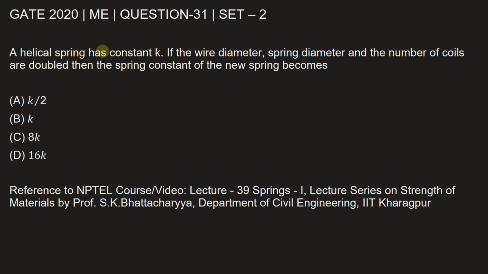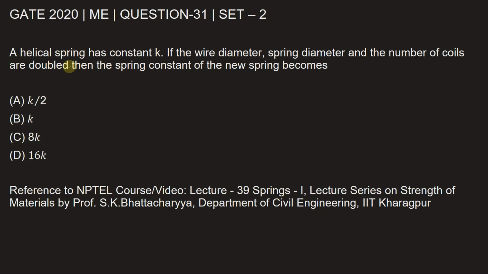A helical spring has constant K. If the wire diameter, spring diameter and the number of coils are doubled, then the spring constant of the new spring becomes: option A, K by 2; option B, K; option C, 8K; and option D, 16 times K.